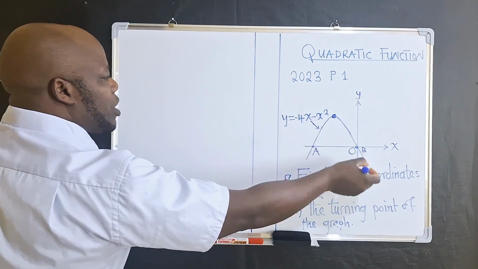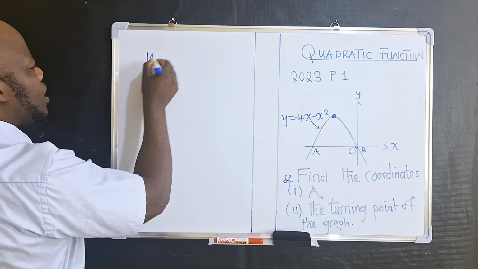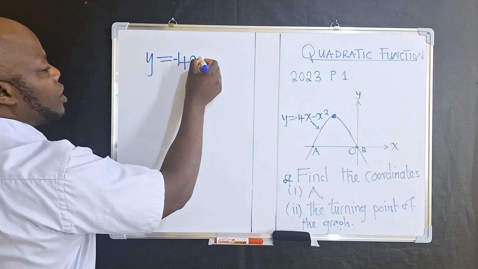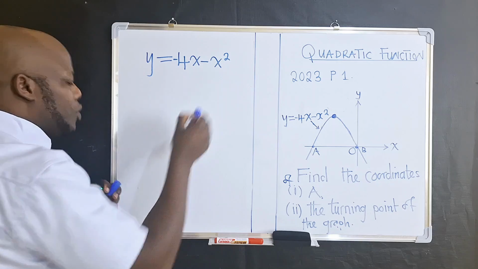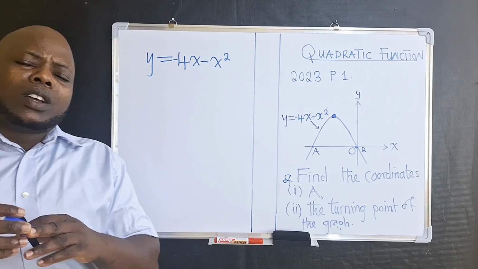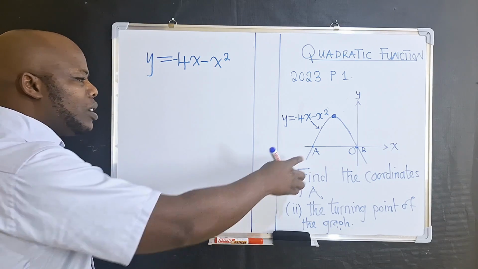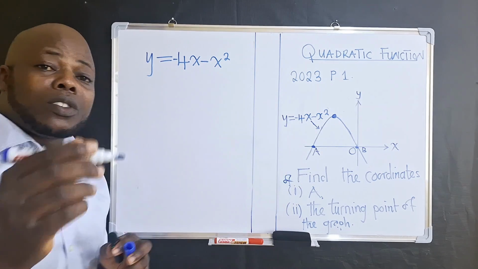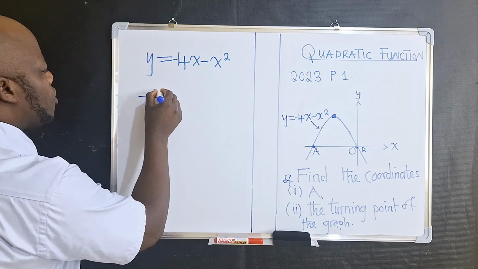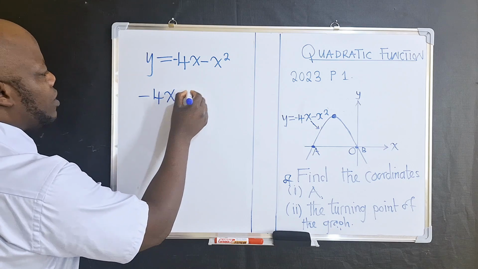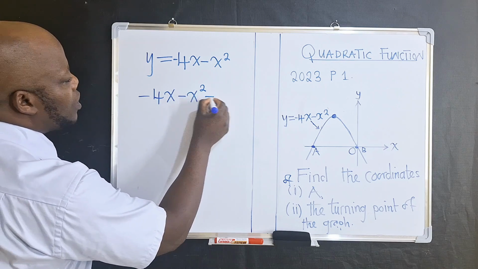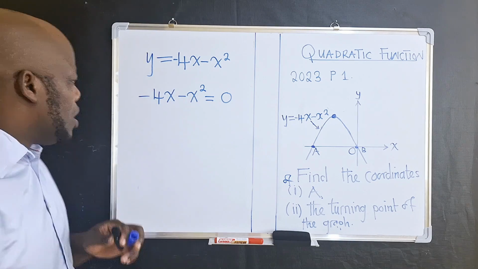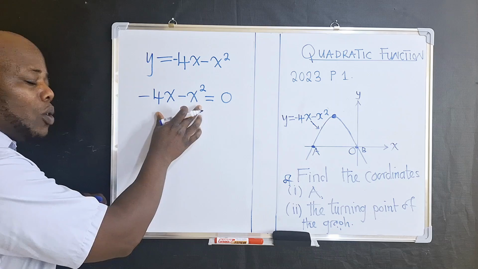So we're going to get the given equation and we shall say y is equal to negative 4x minus x power 2. So that's the first step. The next step will be to get the x coordinate, where the y coordinate is 0. So we shall say negative 4x minus x power 2 is equal to 0. Where there is y, we substitute a 0, and then we factor out, or we solve.